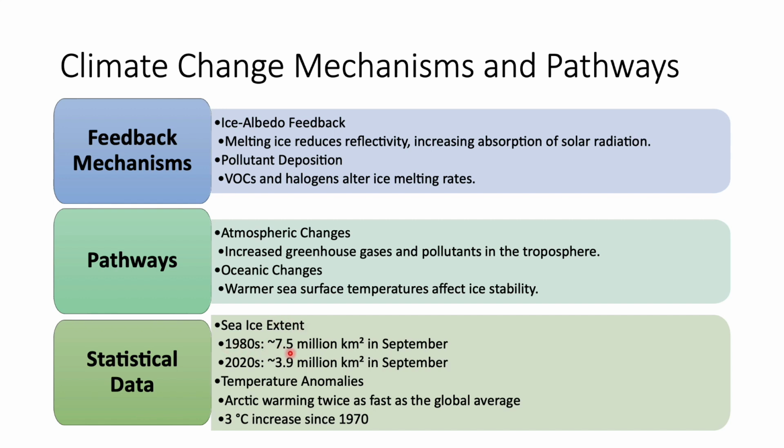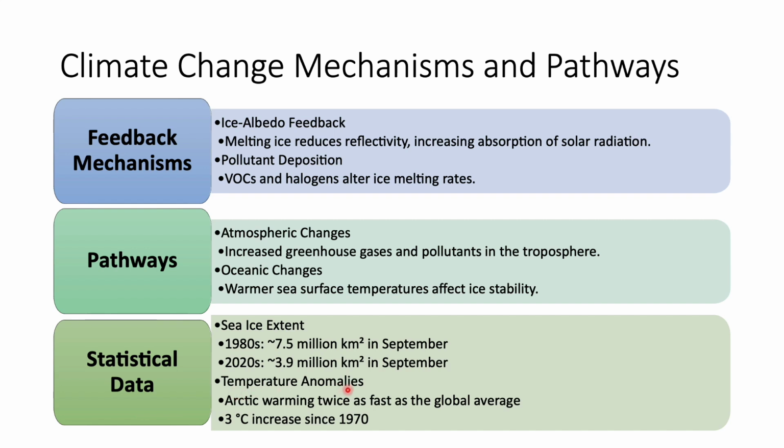The sea ice was around 7.5 million square kilometers in September, which had reduced to 3.9 million square kilometers in September of 2020. So there is a drastic reduction. Roughly half the amount had been gone. The sea ice had been gone.